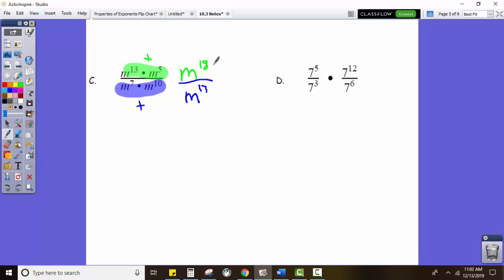Okay, now I'm dividing powers here. So subtract the exponents. 18 take away 17 is 1. So I have m to the 1st, or just m.